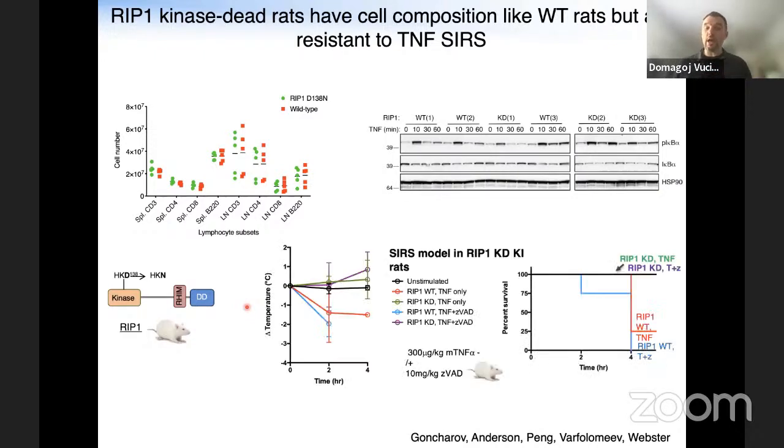However, they are resistant to necroptotic stimuli. Again, here, we treat them with TNF or TNF and zVAD, and wild types die and lose temperature rapidly. However, if they're RIP1 kinase dead, there is no temperature loss and they all survive. Okay, so that way we verify that we have a model that we can use for neurological diseases.